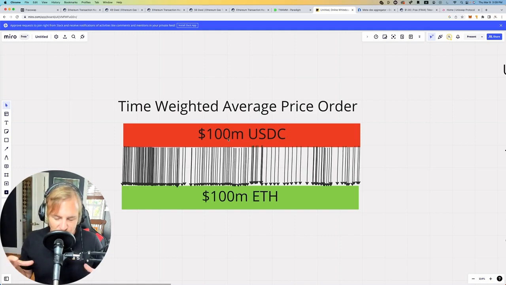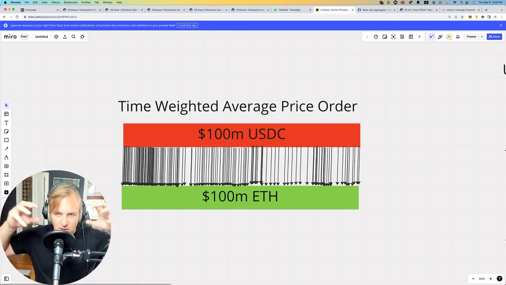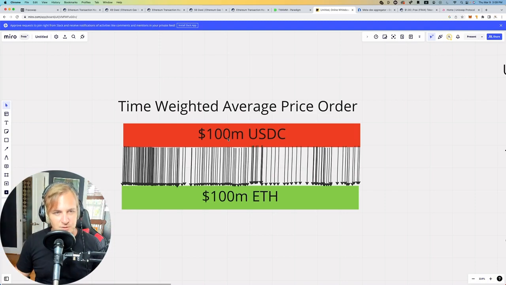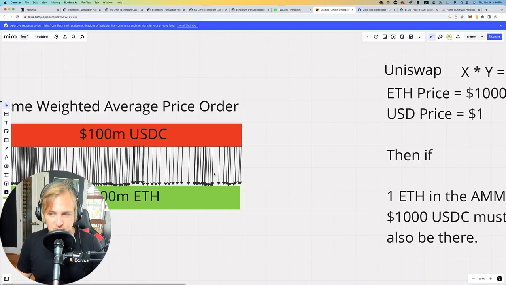So the time-weighted average price order, you're just taking a big order and chunking it up into a lot of smaller orders. But you can only do this on a centralized exchange. You have to go to a Coinbase or Binance or an OKX to be able to use these. And you haven't been able to do them in DeFi up until recently.